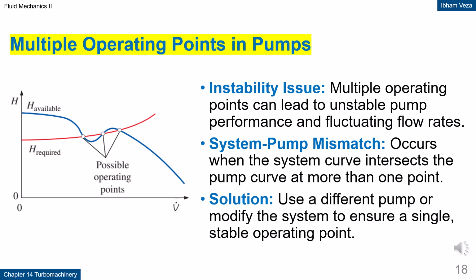Multiple operating points in pumps. In some systems, the pump curve and the system curve may intersect at more than one point. This condition can cause operational instability because the pump may shift between operating points. As a result, the flow rate and pressure may fluctuate undesirably. This problem usually arises from a mismatch between pump and system characteristics. The solution is to change the pump or modify the system so that only one stable operating point exists.